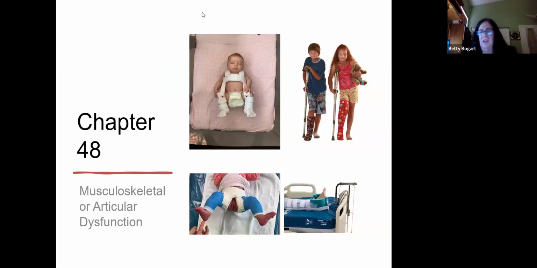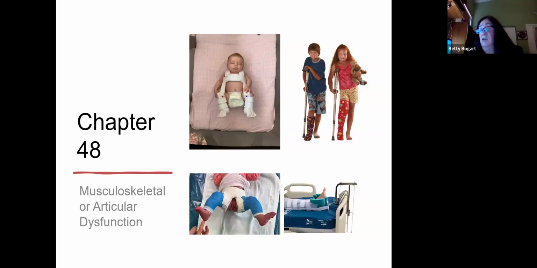This is when the bones and joints are broken, strained, sprained, all different sorts of things. The pictures up here are showing you many different problems with muscles or bone articulation. The top left one, that little baby, is where the hip joint doesn't get into the hip socket. That's a Pavlik harness. You need to know that. That's an abduction to make it go back into place.